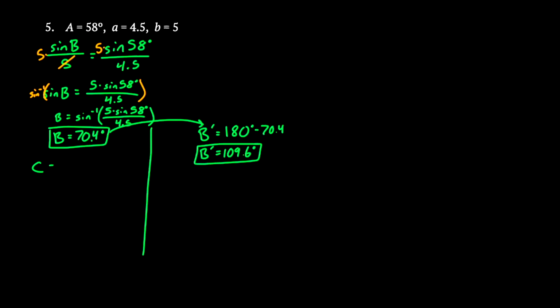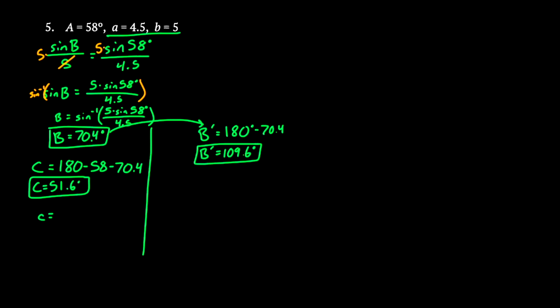We have angle A, we have angle B. Let's figure out angle C right away. So C would be 180 degrees minus the angle A that we already know, so 58 degrees, and then also minus the 70.4 that we found out. Doing that should get you 51.6 degrees.